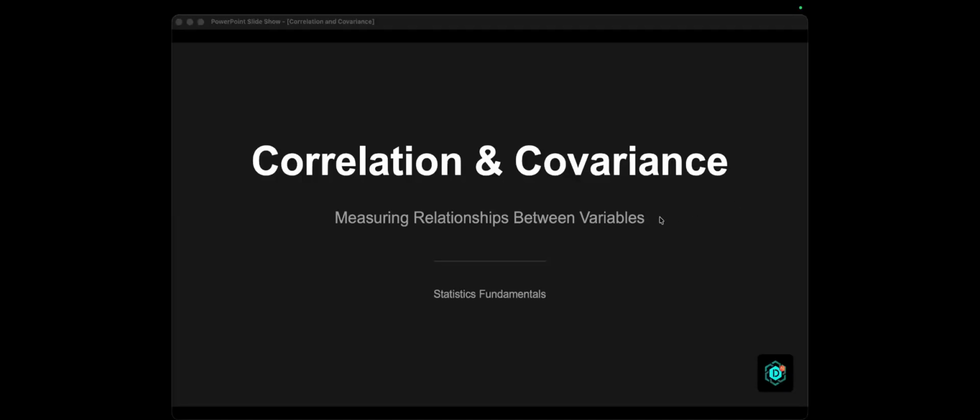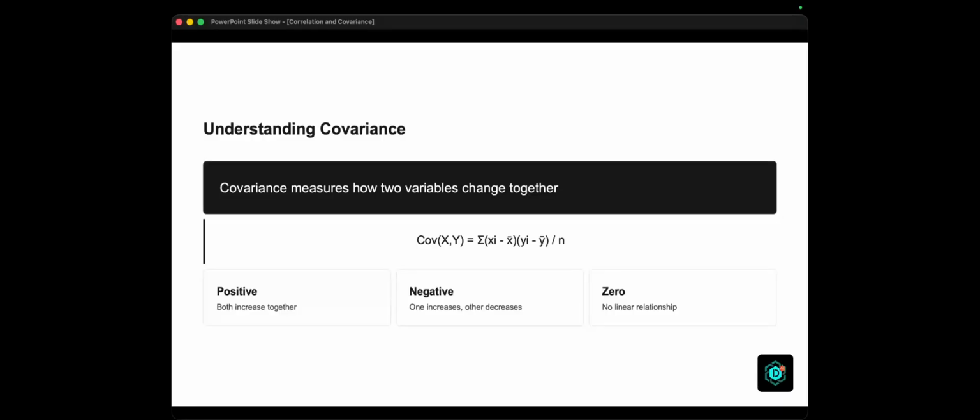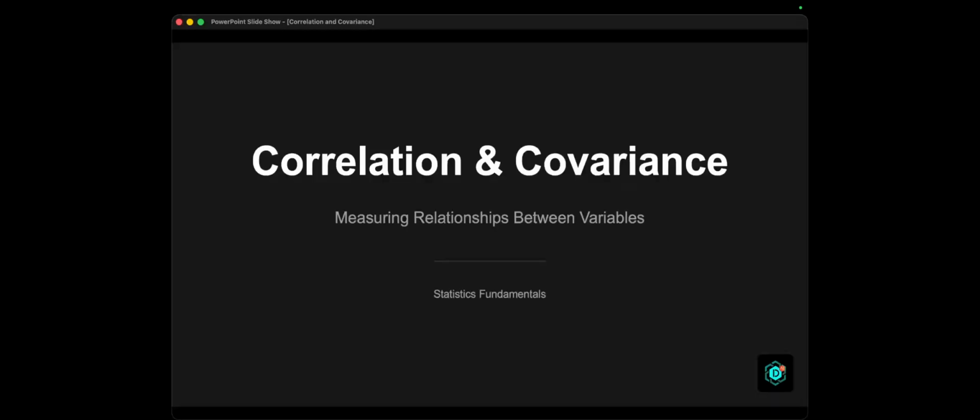So, in this lecture, we are going to study two new things, something called correlation and covariance. Okay. So, what are these two things? What's the difference between these two things? Simply from the title here, we are measuring the relationships between two variables. Okay. Now, let's try to get a bit deeper here. What is a correlation between two variables?